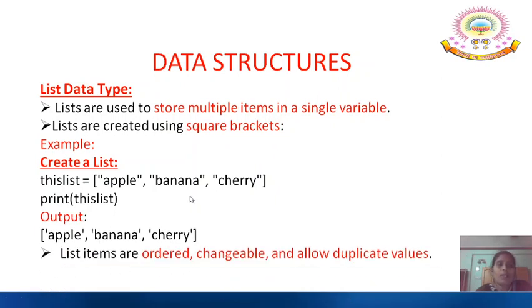Now coming to the actual thing, list items are ordered. So they will be ordered and you can change these list items. That means you can add, remove or insert one more item, delete the elements. All these things you can do. That is why it is considered as changeable, and it also allows duplicate values. Remember, list items are ordered, changeable and allow duplicate values.